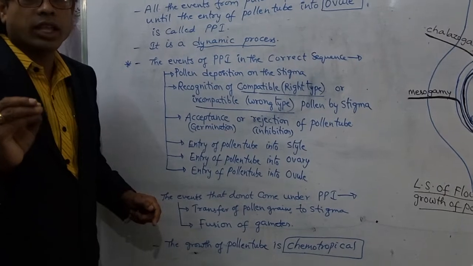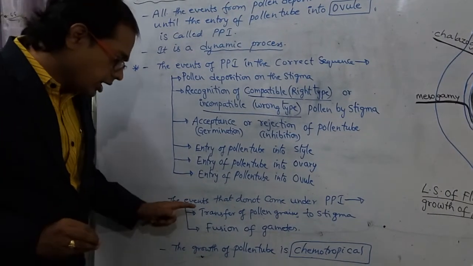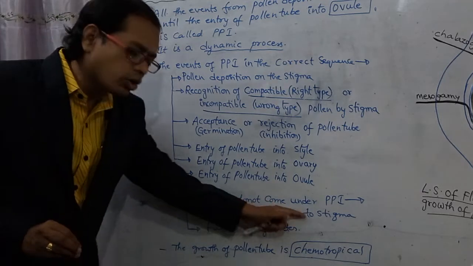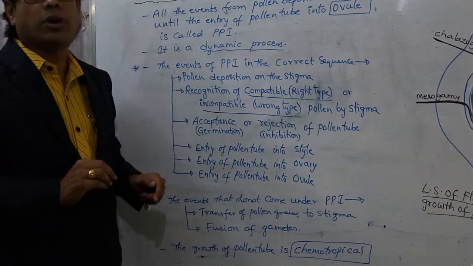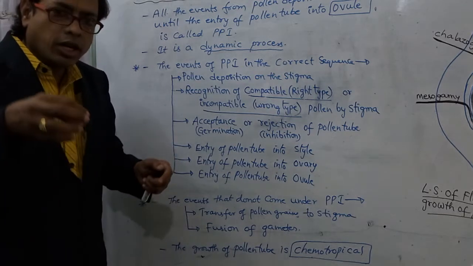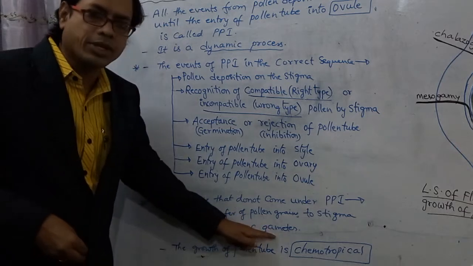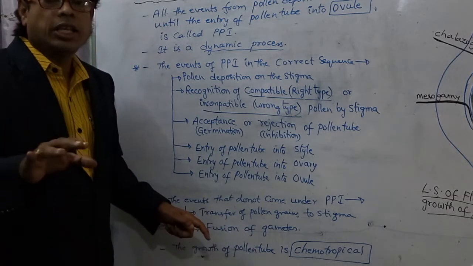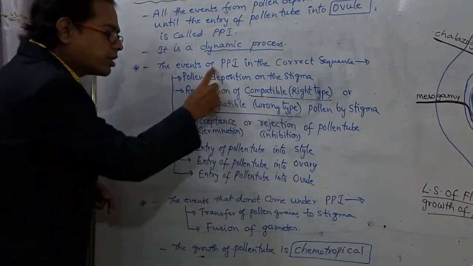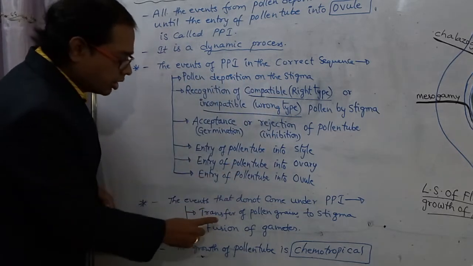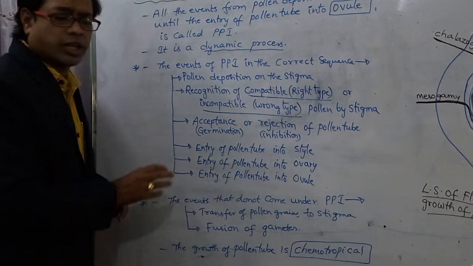The events that do not come under pollen pistil interaction: what are they? Transfer of pollen grains to the stigma is not an event of pollen pistil interaction. And fusion of gametes is also not an event of pollen pistil interaction. These are all the events of pollen pistil interaction, and these two are not.